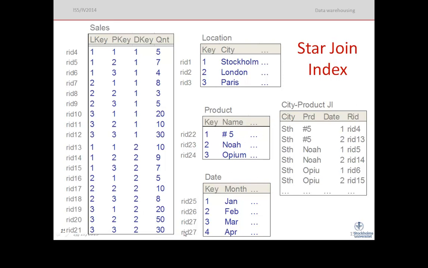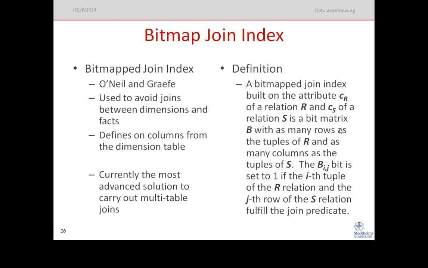And then we have dates. So this seems to be actually not dates but rather months, so this would be a month aggregate, I would assume. Aggregates we'll talk more about in the next video. And here we have the index, where we see that row ID 4 deals with Stockholm, Chanel 5 and the 1st of January, or January, I guess it is.